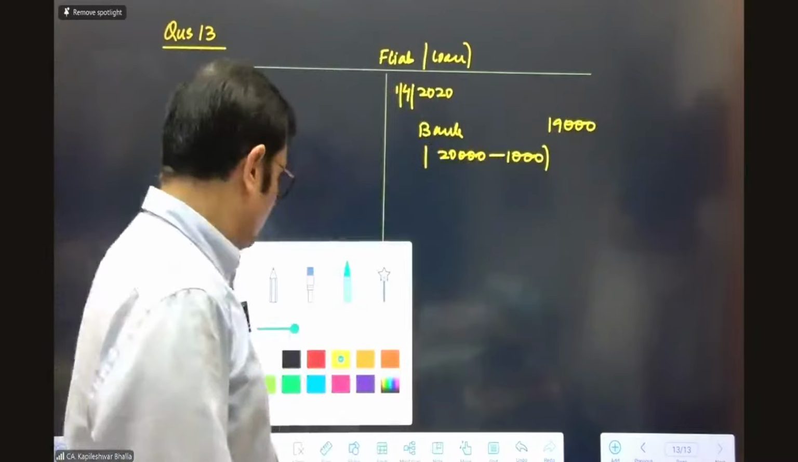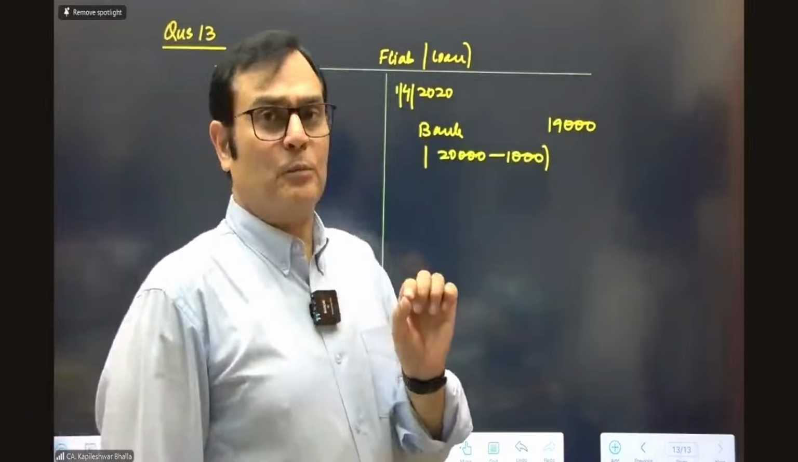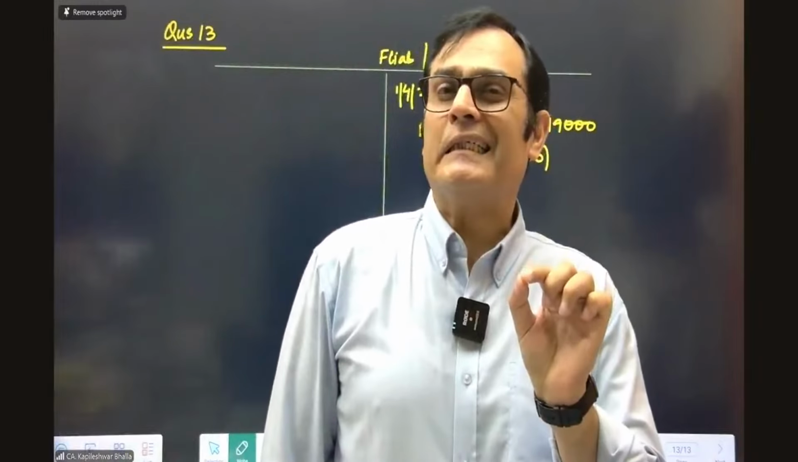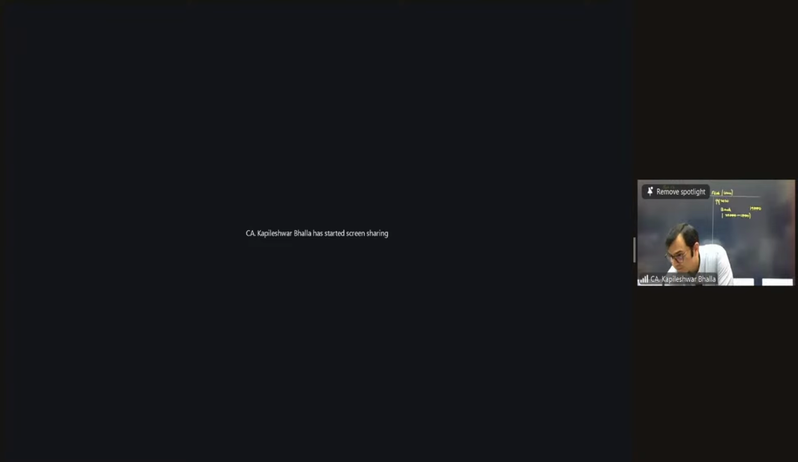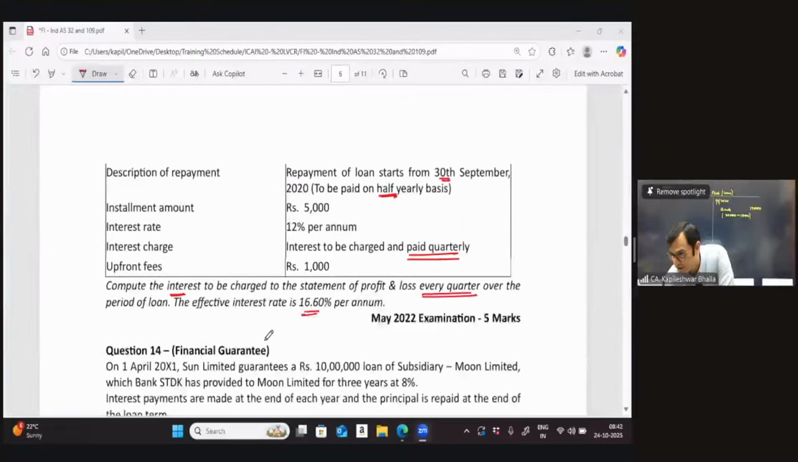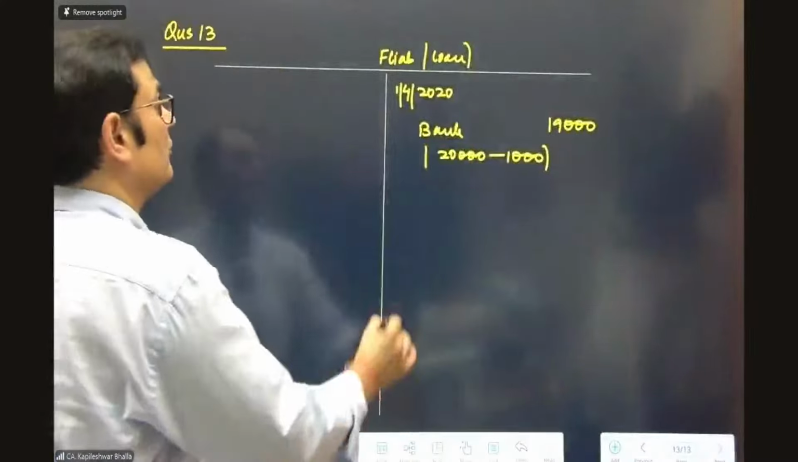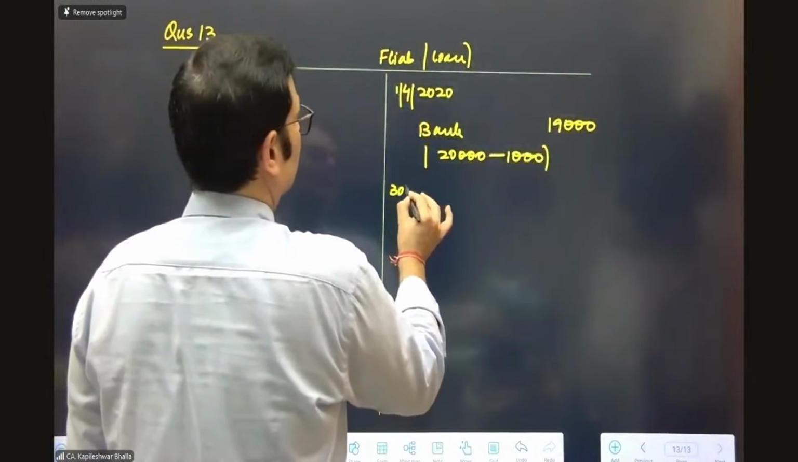Okay, now what do we need to do in this particular case? We need to be careful that the interest computations are taking place on a quarterly basis. Let me share the data once again, so we are totally connected with this. We can see that the inputs are given. The repayment of the loan starts, on a half-yearly basis, on 30th September, but the interest is charged as well as paid on a quarterly basis, at the effective rate of 16.6% EIR. So let's begin. Let's take the calculations for the first quarter, 30th June.